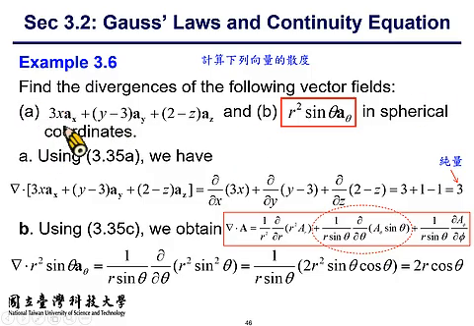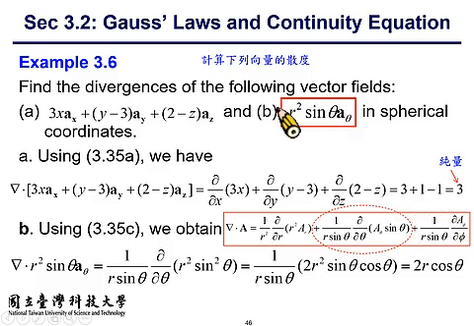So example 3.6 involves the divergence operation of vector fields. So you see in the examples, part A is the divergence operation in the Cartesian coordinate system, which is relatively simple. You extract the x component of the vector, that is 3x, and find its derivative with respect to x, so you end up with 3. And for the y component, the derivative with respect to y of y minus 3 is 1. And the z part is minus 1, so you end up with 3, which is a scalar as the divergence operation result.